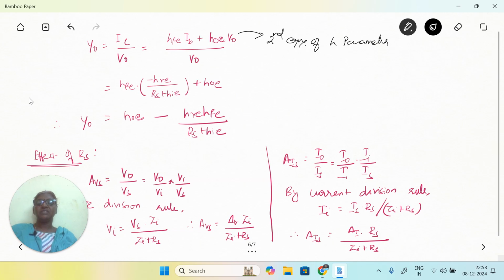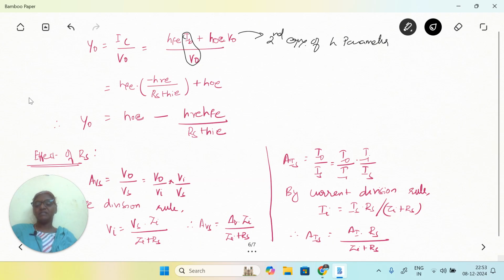So here, in the second term, V naught is getting cancelled. In the first term we have IB by V naught. This IB by V naught was already found by us by applying the input KVL. Substituting that, we get this equation. Just rearranging this equation, Y naught has been written as H naught E minus HRE into HFE divided by RS plus HIE.